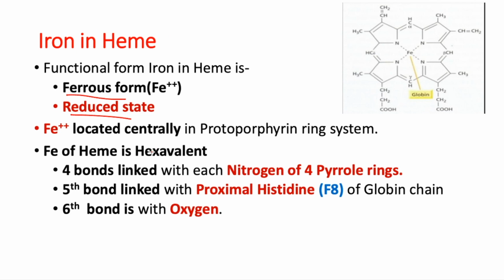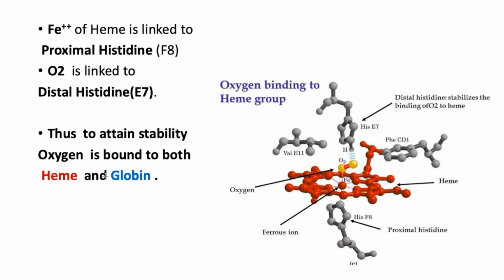Iron of the heme is hexavalent. 4 bonds are linked with nitrogen of the 4 parallel rings of the heme group. The 5th bond is linked with the proximal histidine unit of the globin chain, and the 6th is bonded with the oxygen. So the 6th side will bind with the oxygen, right? Alright, so this is how the oxygen is bound to the heme group.